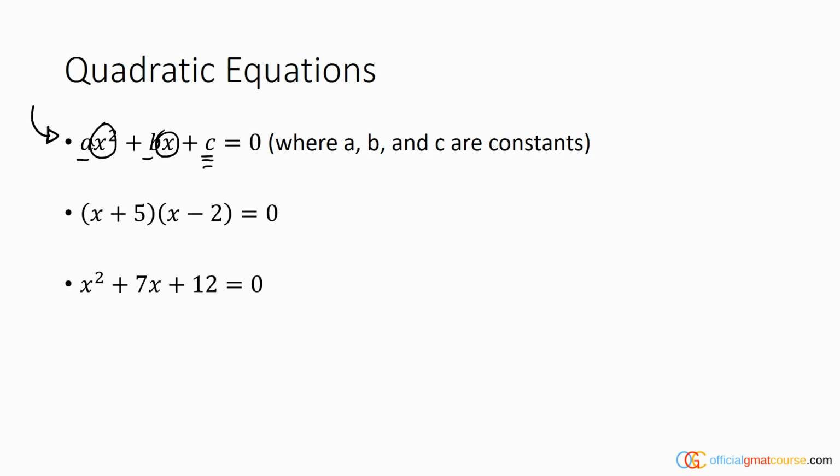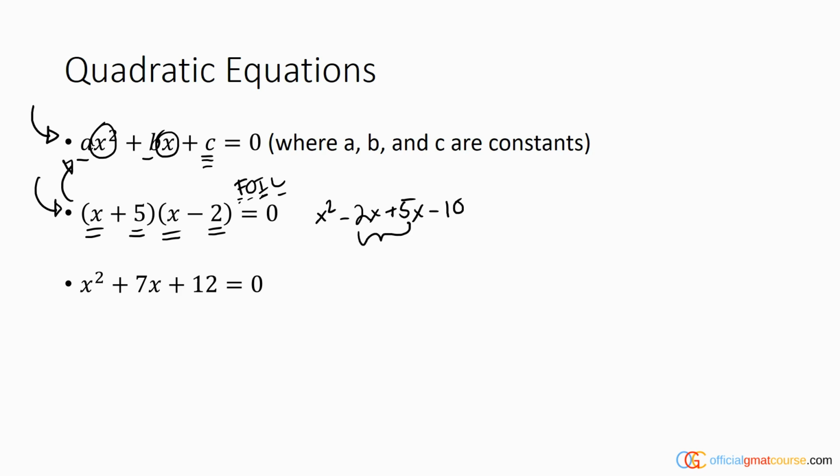So if we look at this second situation, how do we get from this to something that looks like this? Well, the typical method is known as FOIL, and that means multiplying the first, outer, inner, and last numbers. So the first numbers would be the x's, which gives us x squared. The outers would be x times -2, which gives us -2x. The inners would be +5 and x, which gives us plus 5x. And then the last would be +5 times -2, which gives us -10.